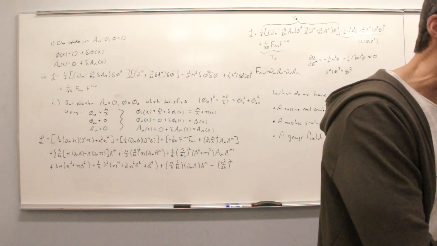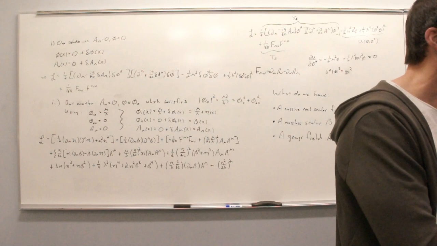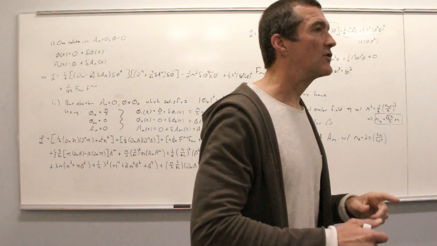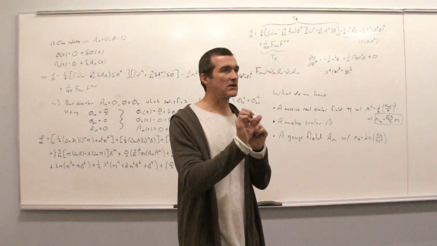I have what? Three fields. Sorry. To get a mass term? No, to form an interaction, you can have just two different fields multiply together, or three, or four, or it doesn't matter. The mass term is special because it's the quadratic in a single field term.